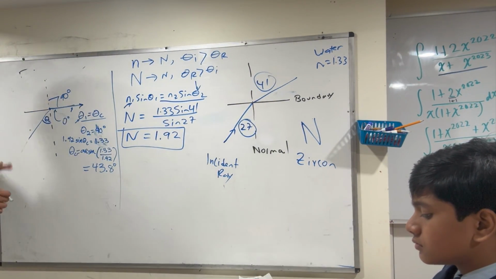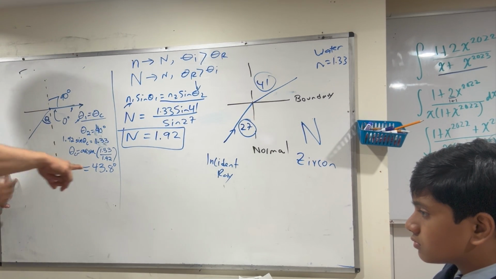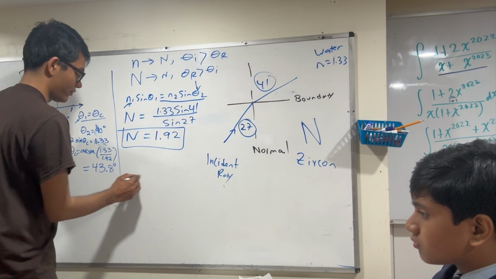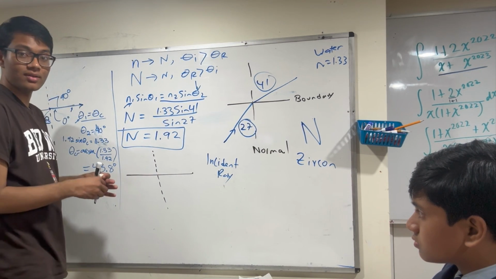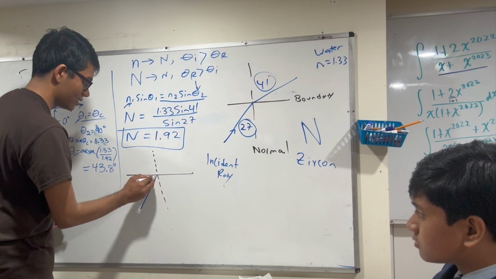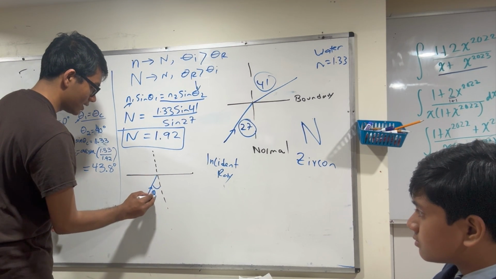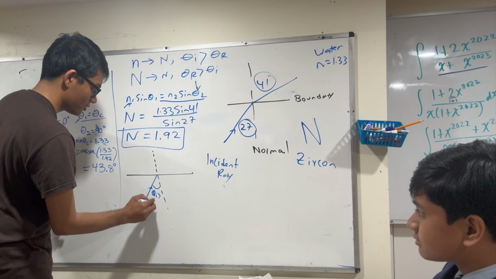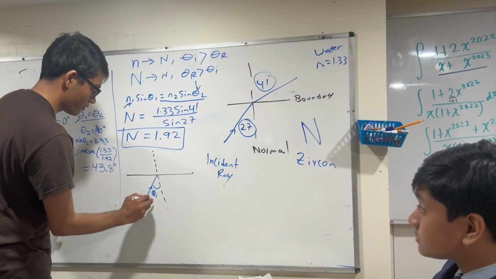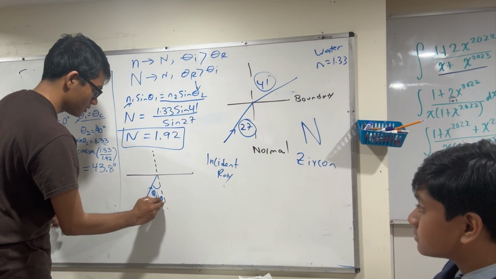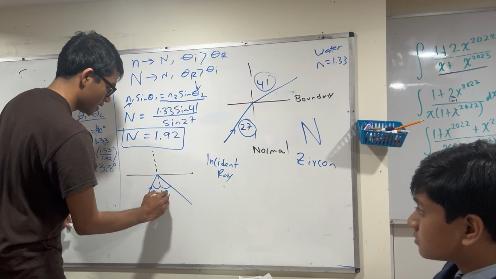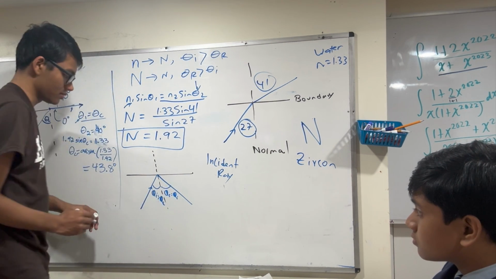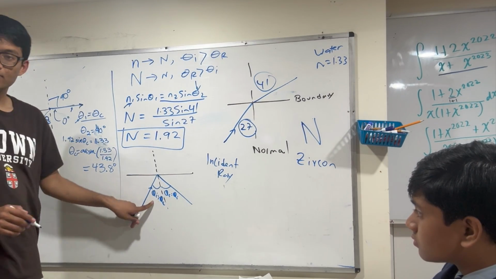So for total internal reflection, the zircon will behave just like a mirror. Here's your incident ray at some angle theta I, which is greater than the critical angle, 43 degrees. And it will reflect back, theta R equals theta I. Okay, good.